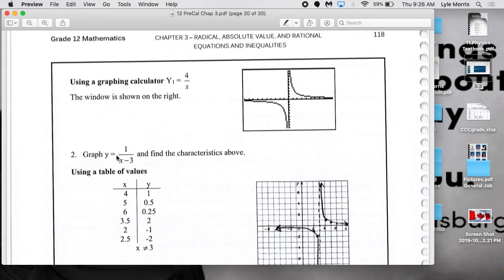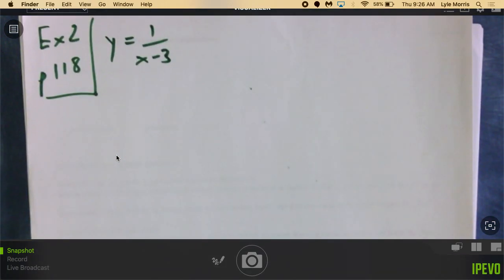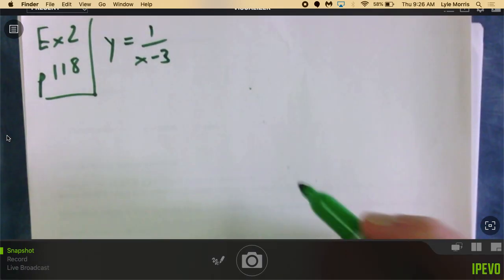y equals 1 over x minus 3. For those of you thinking, this is so easy, then do this. Do this before I do it. I'm doing it slow to kind of explain the steps, etc. Do it.